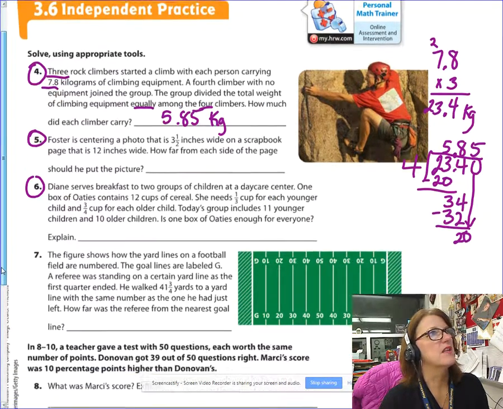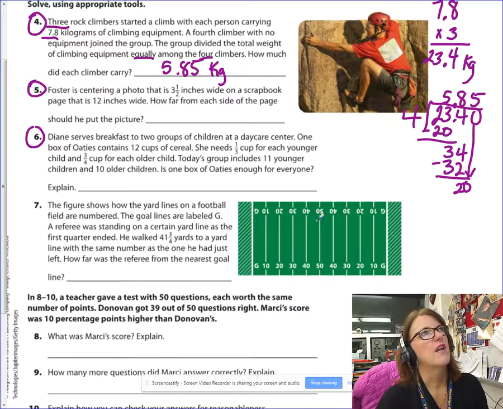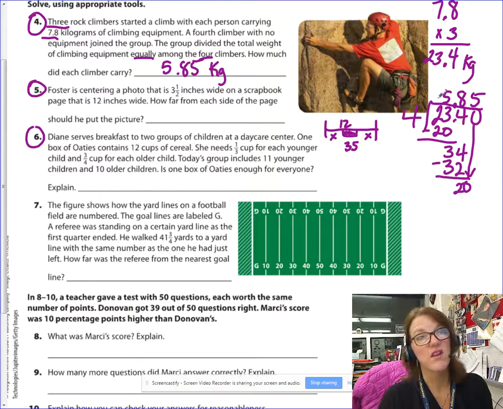Number 5, this one is similar to the problem we did in class, where we're trying to center this photo. You have 12 inches total, and how far from each side of the page should he put the picture? So if we think of it this way, you have 12 inches from here to here. This is your page. We're going to take this 3.5 inch chunk out of here because this is the picture, and we're trying to figure out what are those 2 pieces. Okay, so the first thing you need to do is subtract away the 3.5 from the 12.